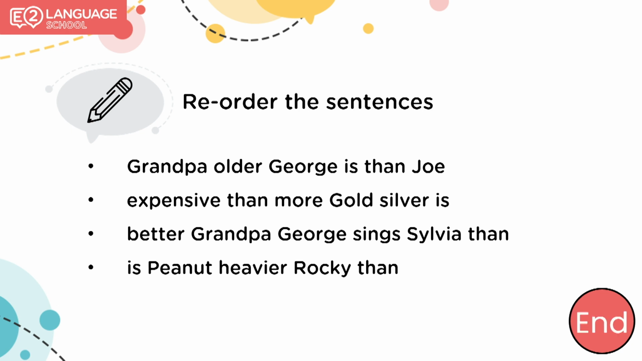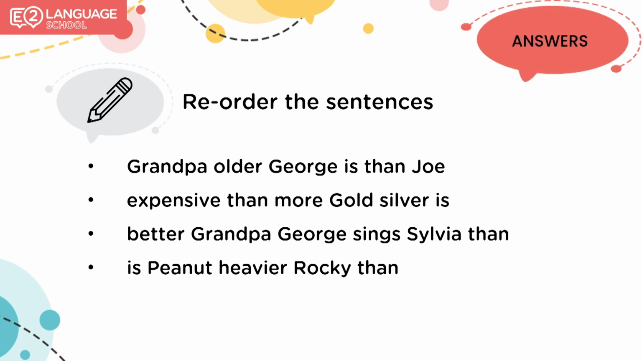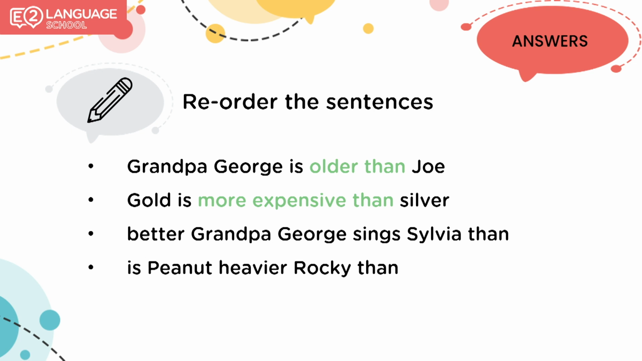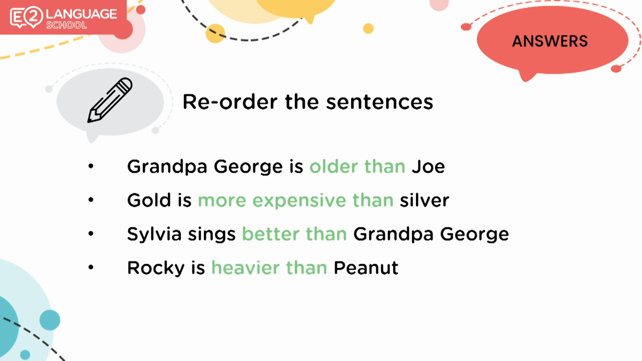Okay, everybody, time is up. Let's take a look at the answers together. Our first sentence, Grandpa George is older than Joe. Next, gold is more expensive than silver. Sylvia sings better than Grandpa George. And lastly, Rocky is heavier than Peanut.